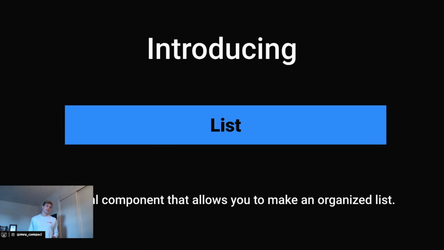So we're going to go over how to add lists to our website. A list is an HTML component that allows you to make organized lists. So to this point, maybe you want to pause the video and take some notes. Again, pause and take notes in Google Keep as I'm going along.